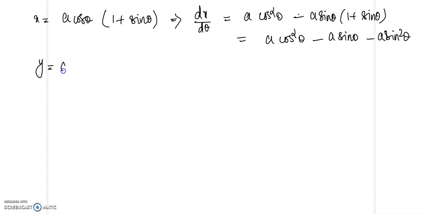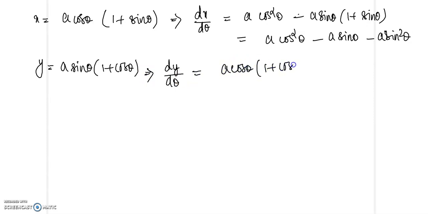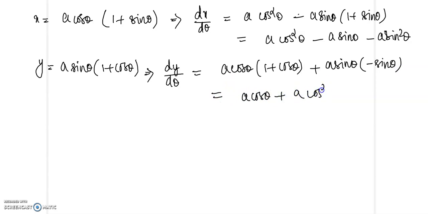Then we have y equal to a sin theta into 1 plus cos theta. So when you take dy by d theta, that will be equal to a cos theta into 1 plus cos theta plus a sin theta into minus sin theta. So that will be a cos theta plus a into cos square theta minus sin square theta.